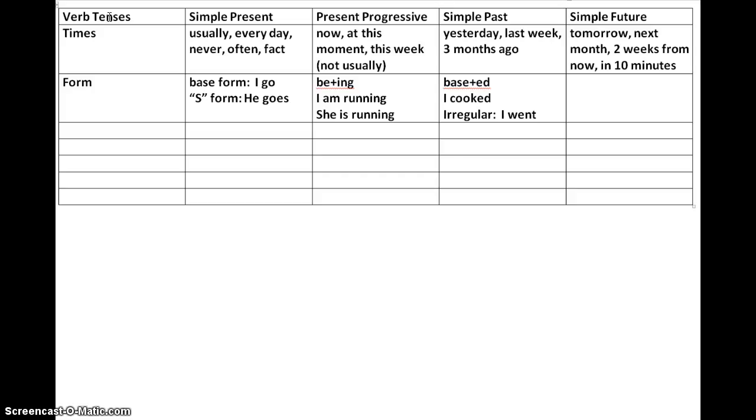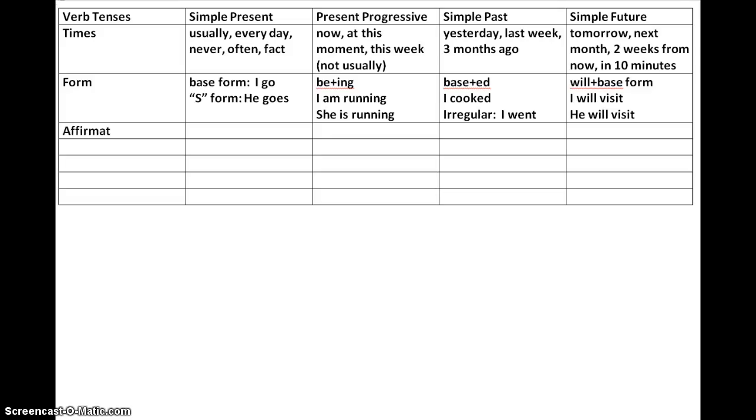Simple future, there are 2 forms, the will form and the be going to form. We're going to work only with the will form today, so that will be will plus base form. I will visit. She, he, it will visit. There is no difference in form for he, she, and it.